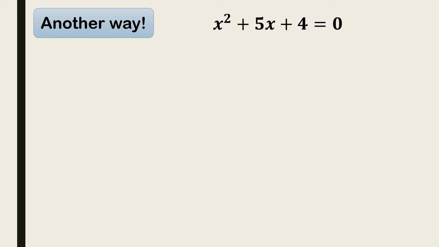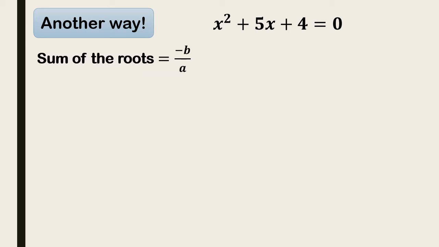There is an easiest way in solving the value of sum and product of a quadratic equation. Using the given equation, x squared plus 5x plus 4 equals 0, here are the easiest formula.